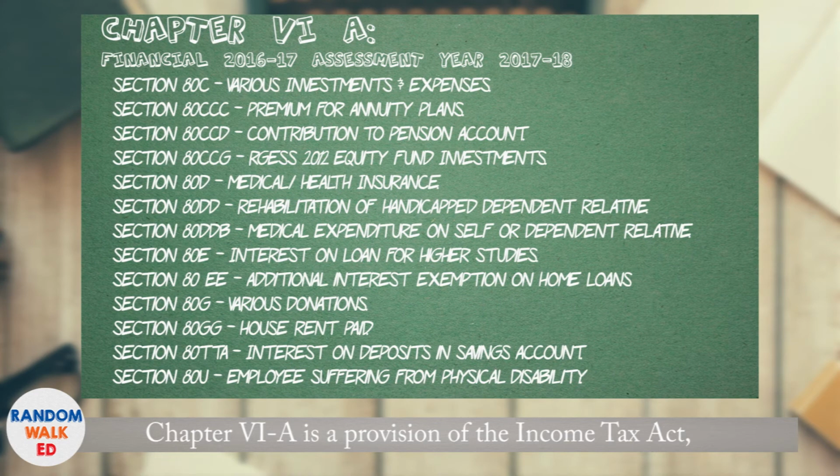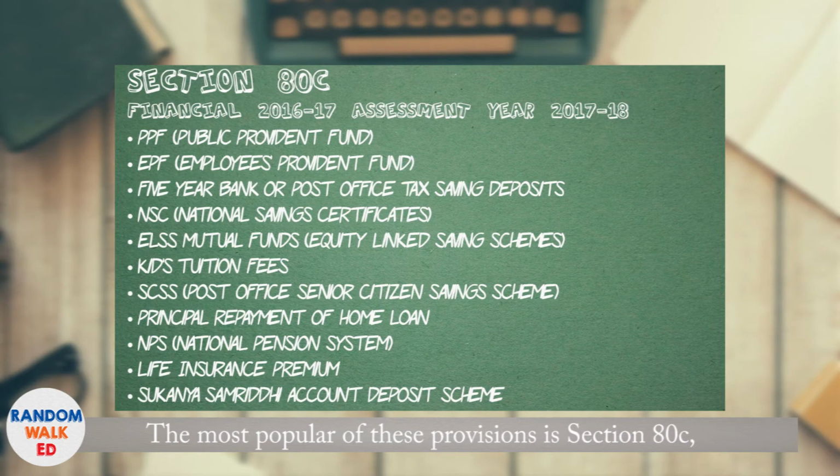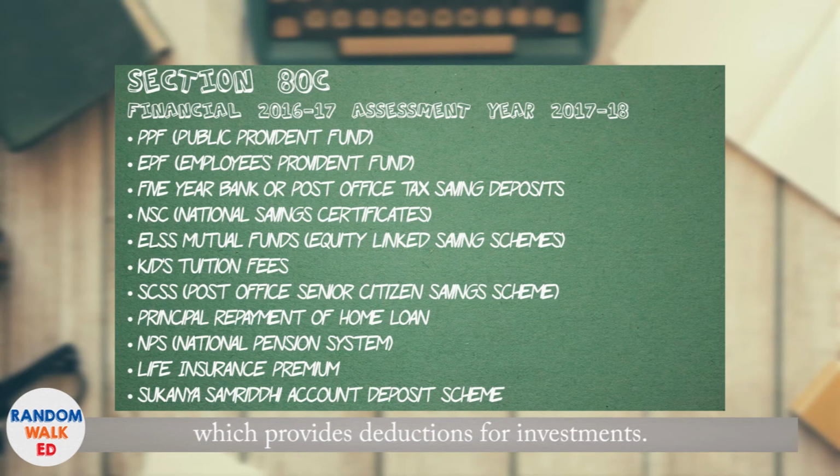Chapter 6A is a provision of the Income Tax Act which is used to promote investment, savings, and give relief to certain citizens such as those who suffer from terminal diseases or are handicapped. The most popular of these provisions is Section 80C, which provides deductions for investments.